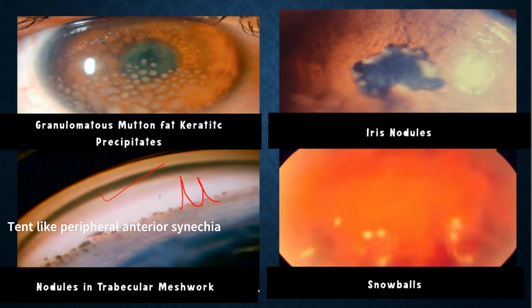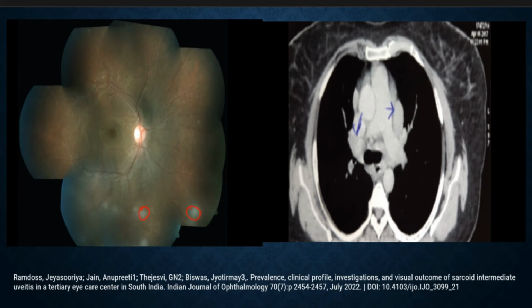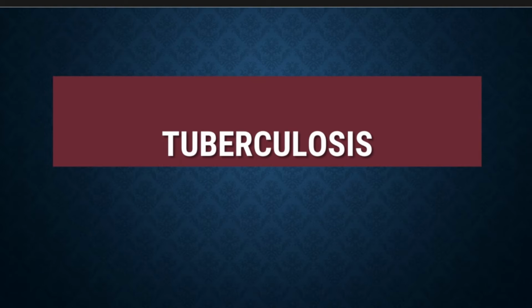Then snowballs can be present, and one more feature that you see in sarcoid, which you should remember, is the presence of multiple inferior hypopigmented lesions. Remember the systemic symptoms, the systemic signs, and the ophthalmic signs in case of sarcoid. So here again you can see inferior snowball lesions, and on the HRCT you can actually see these bilaterally enlarged lymph nodes, that is bilateral hilar lymphadenopathy.